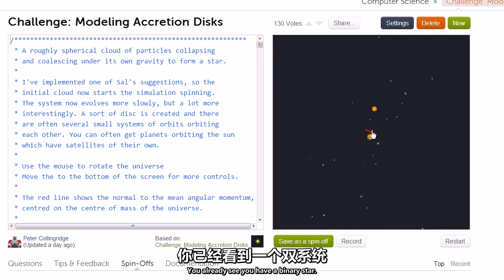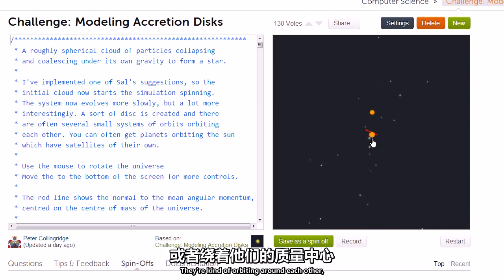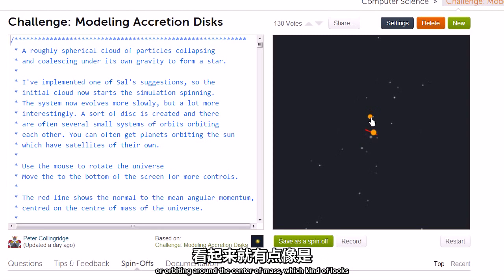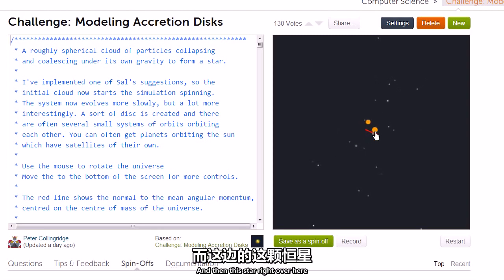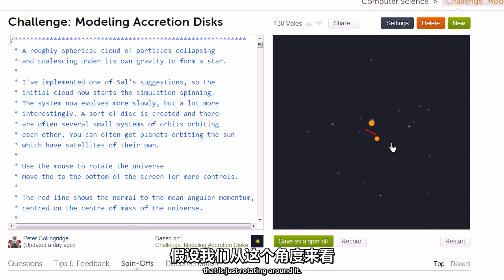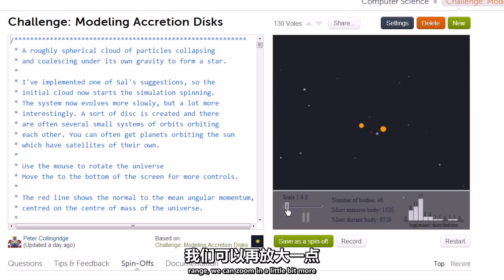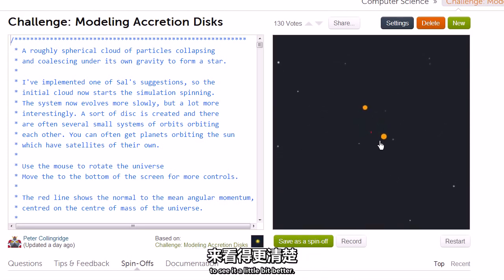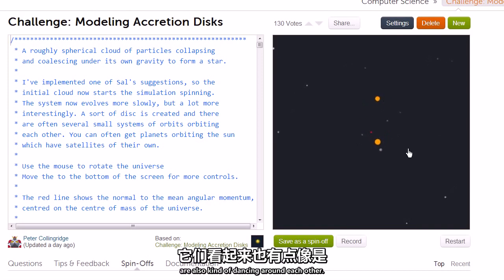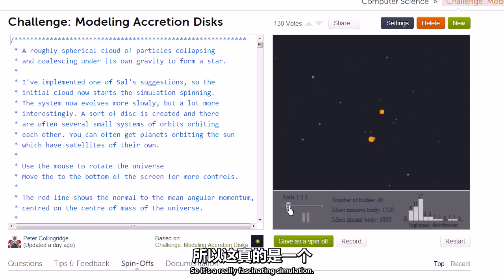You already see you have a binary star, they're orbiting around each other, or orbiting around the center of mass, which kind of looks like around each other. And then this star right over here has its own kind of captive planet that is just rotating around it. We can see it a little bit clearer from this perspective, a very close range. We can zoom in a little bit more to see it a little bit better. This has a satellite, but then they're also kind of dancing around each other. So it's a really fascinating simulation.